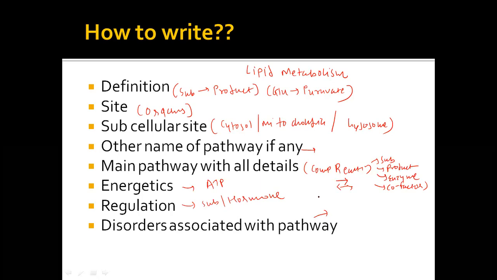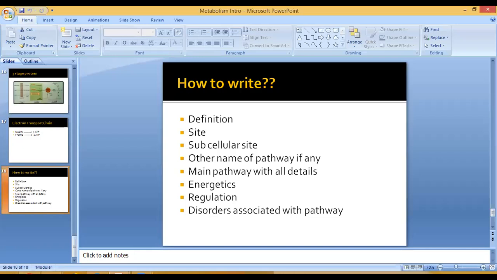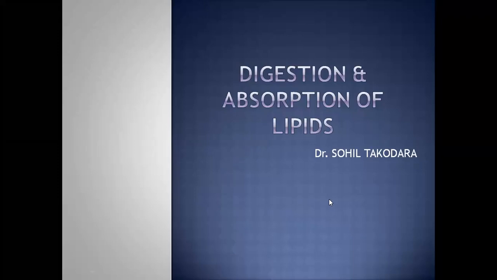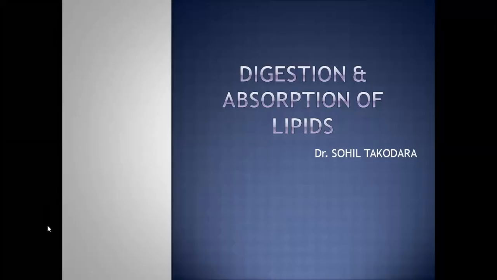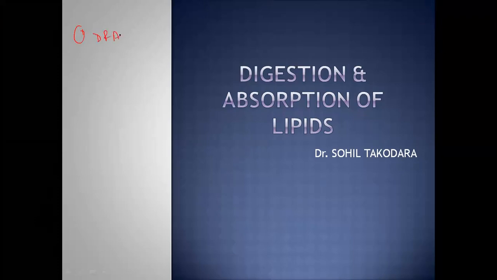Okay, fine. Now moving on to our main topic, that is lipid metabolism. So first important short note in this particular chapter is digestion and absorption of lipids. So all of you know that metabolism is a three-stage process. In the three-stage process, first step is digestion and absorption, where any molecule is getting converted into simple form.